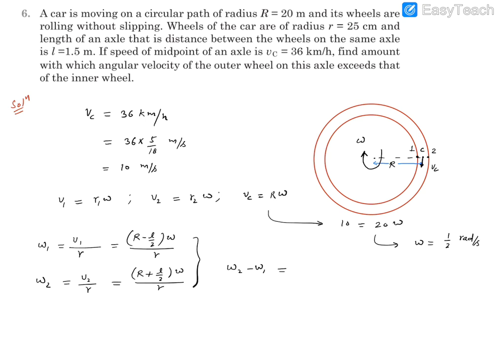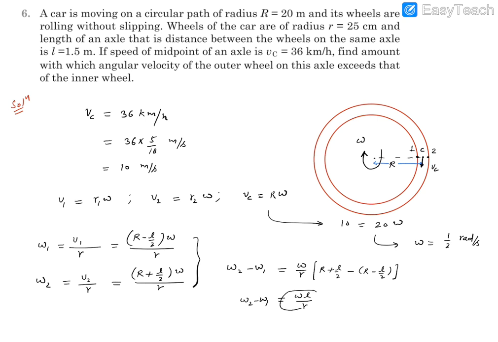Let's subtract these two together. If we subtract, we will have omega by r as common, and we will have R plus L by 2 minus (R minus L by 2). Further simplification will lead to this R getting cancelled out, L by 2 will become L, so that's going to be omega L by r. So this is what omega 2 minus omega 1 is.